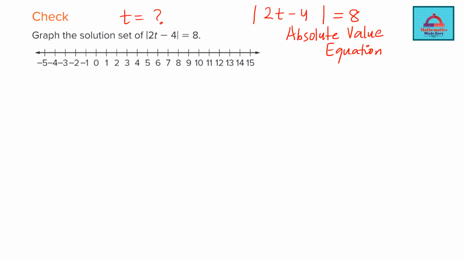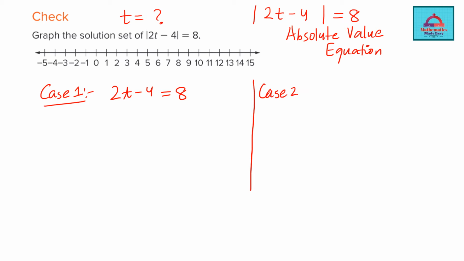Now whenever you have an absolute value function, as you know, there are two cases which arise. Case 1, the expression inside the absolute value, that is 2t - 4, is positive, so it's equal to 8. And case 2, where the expression inside the absolute value, 2t - 4, is equal to negative 8, the negative value. In each case we solve for t.